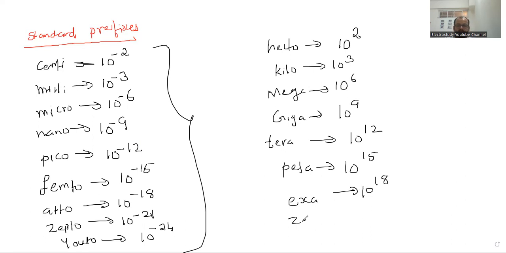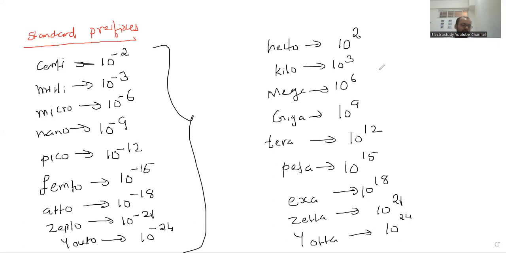Similarly, zetta. It is 10 to the power 21. Yotta, 10 to the power 24.